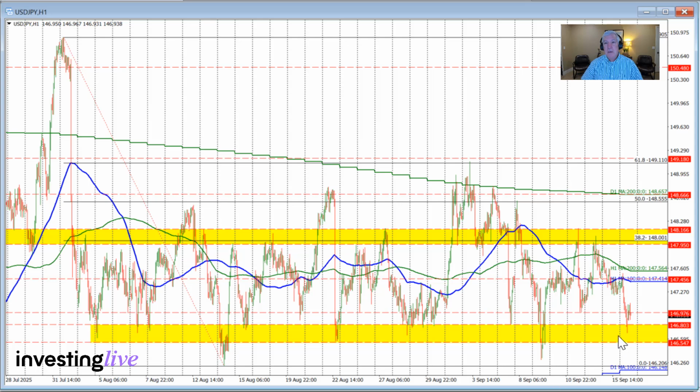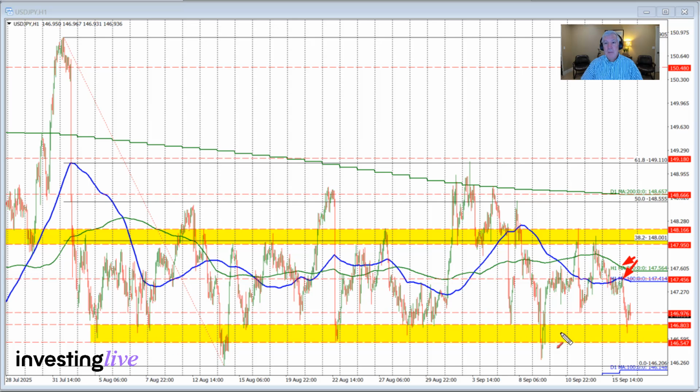Take a look at dollar versus yen. And like the euro, the dollar has moved lower versus yen. In this case, when the dollar yen moves lower, the dollar moves lower. And you can see how the price tried to move above the 100-hour moving average, fell short of the 200-hour moving average, and that was all that was needed to start the move to the downside in the Asian session.